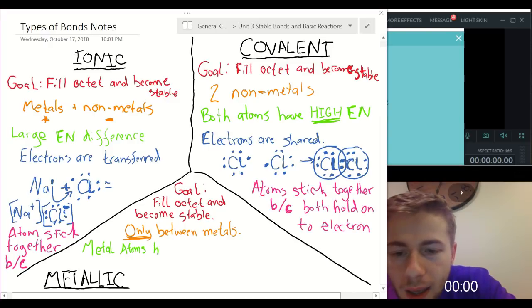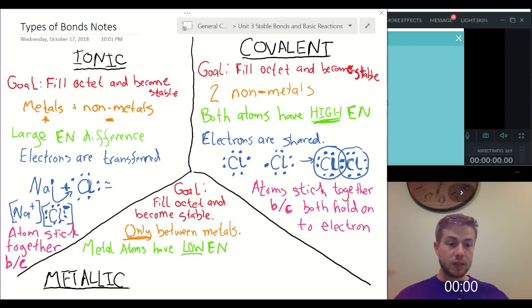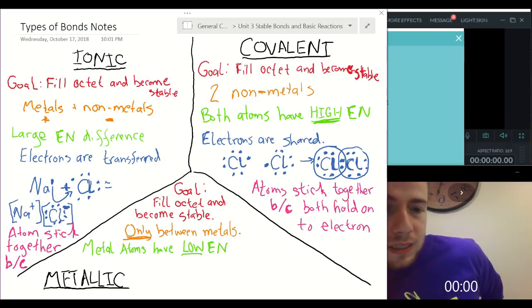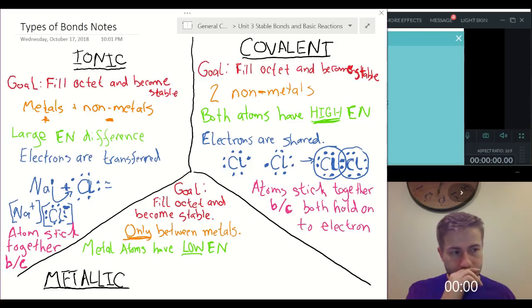Metal atoms have low electronegativity. Okay, so they're just like, hey, take my electrons, I don't want them. And remember, that's because metals typically have a lot of rings, so their electrons are really far away. And metals typically have fewer protons for their row, and so they don't have a very strong hold on their electrons for many reasons. Also, that comes into play in that most metals want to get rid of an electron to fill their octet, and that's one of the reasons why.